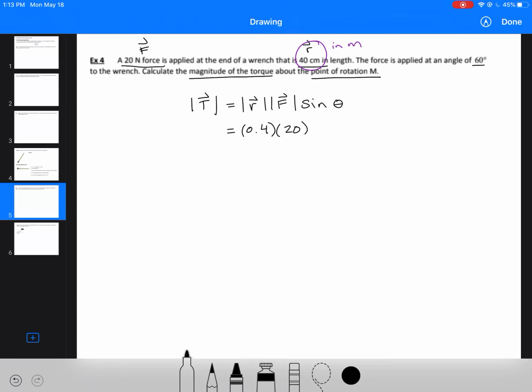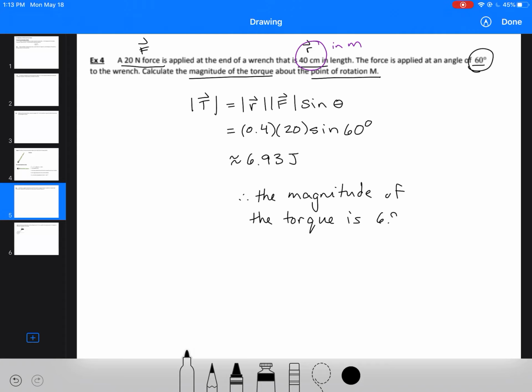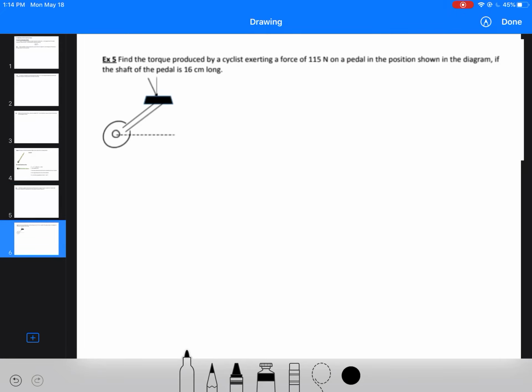We're going to multiply by the magnitude of our force. And then we're going to times by the sine of the angle between them, also given to us in the question. When we multiply all those together, we get about 6.93 joules. And so that tells us that the magnitude of the torque is 6.93 joules.